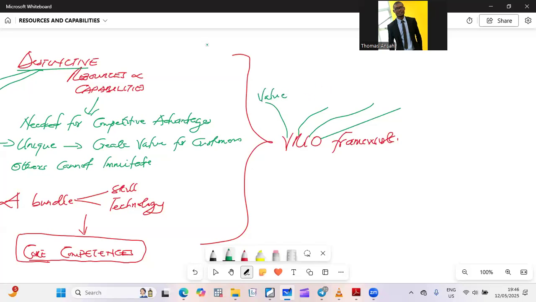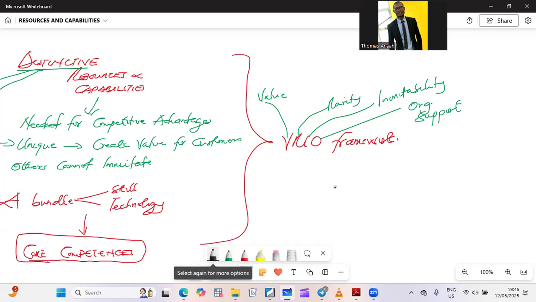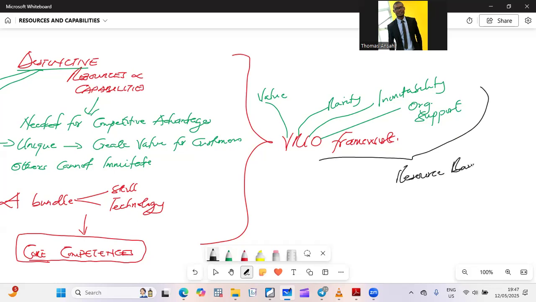All right. We are looking at distinctive capabilities. R is for rarity. It's rare. Then the I is imitatable, or you can say inimitability. All right. Then the O is for organizational support. This thing came from a theory, and I'm using that theory to do a research work now. It is called resource-based theory, because we are looking at the resource capabilities.